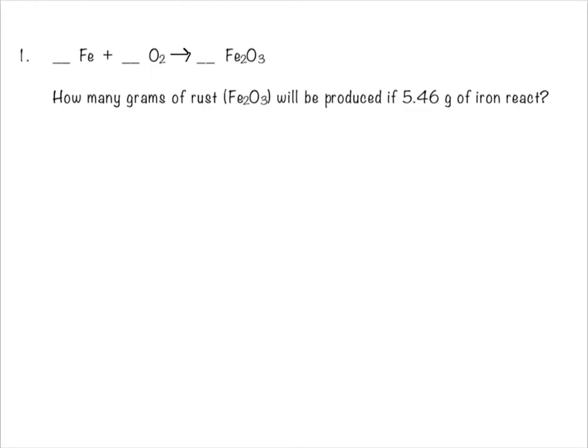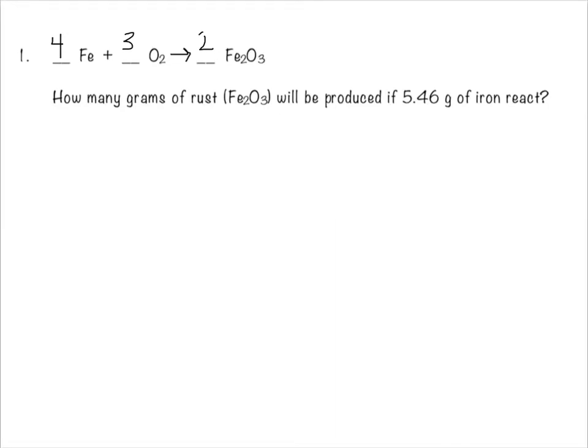Okay, the first thing you always want to do with any stoichiometric calculation is start with a balanced formula equation. And so the proper coefficients to balance this: you need a 4 in front of the iron, a 3 in front of the oxygen, and a 2 in front of the iron 3 oxide.